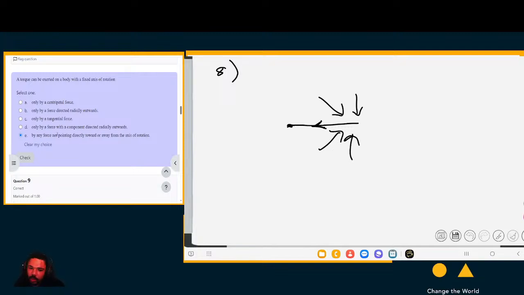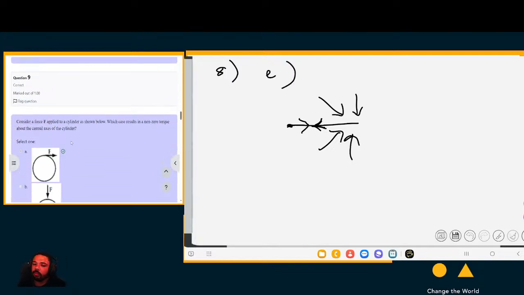Okay, so this E: a torque can be exerted on a body with a fixed axis of rotation by any force. That includes a centripetal force, a force directed radially outwards, a tangential force, a force component radially outwards, any force that is not pointing directly towards or away from the axis of rotation. So if it points away from the axis of rotation or towards the axis of rotation, it cannot cause a torque. Okay, so the answer for 8 is E.